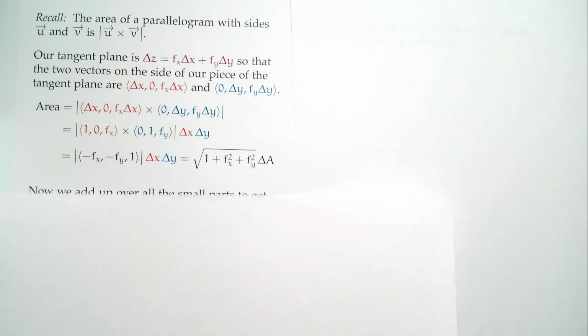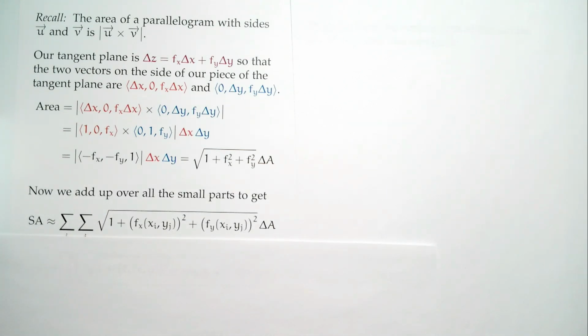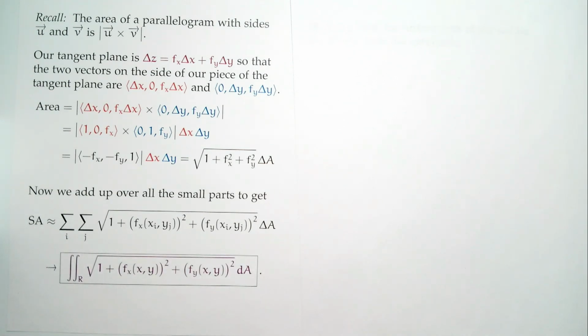Now, we add them up. So the surface area is approximately the sum when we add all these things together: the square root of 1 plus f sub x squared plus f sub y squared, delta A. But of course, we now take smaller and smaller pieces, and we get the following formula. The surface area is the integral over our region of the square root of 1 plus f sub x squared plus f sub y squared dA.